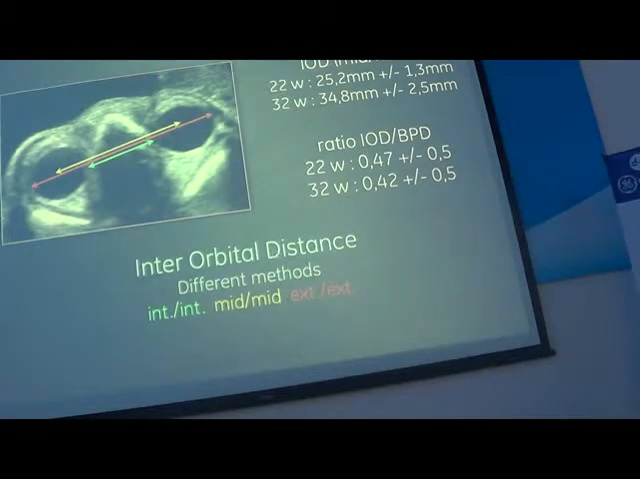And you have different measurements. This is the measurement with mid-mid, the normal value. The most common is the distance between the centers of the two eyes, at 22 weeks it is 25 mm.